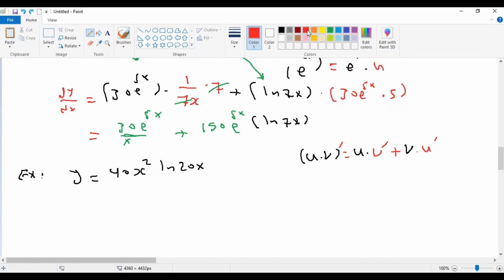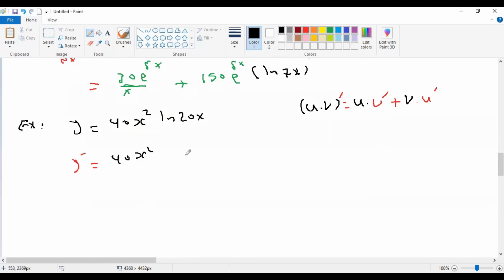Now dy/dx, so the y prime, equals the first one. We say this is the first one, u. You write u first. What is the u we said? We said this is the u, 40x squared. So we have to write first 40x squared, the first one.